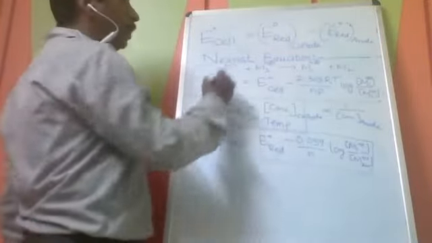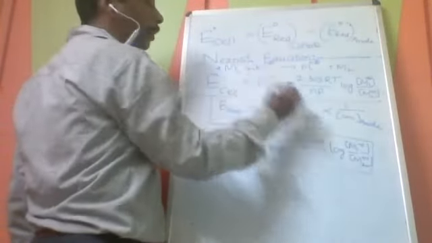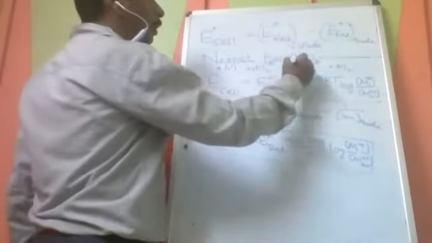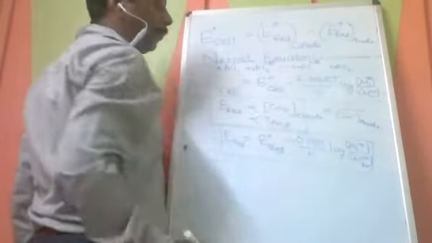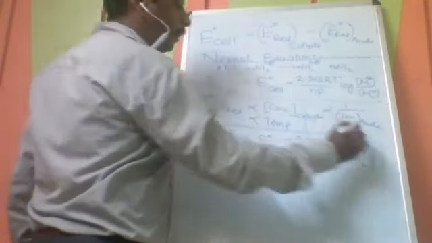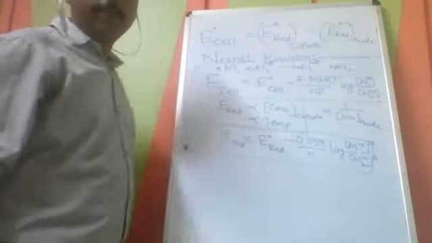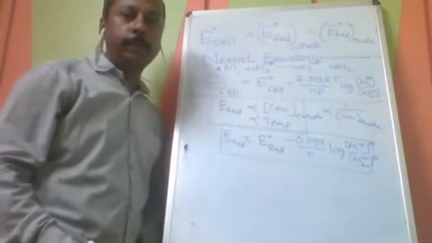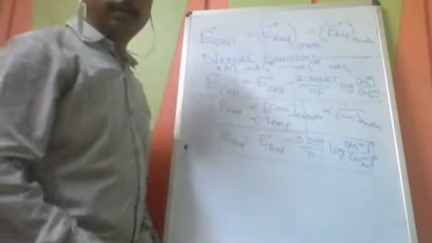And suppose there are coefficients, a, b, like that, they will be taken as powers. Like here a and here b. So M1 to the power of a and M2 to the power of b. Those powers have to be taken if there are coefficients. If not, then there is no problem. Is it understood? So this is the Nernst equation.